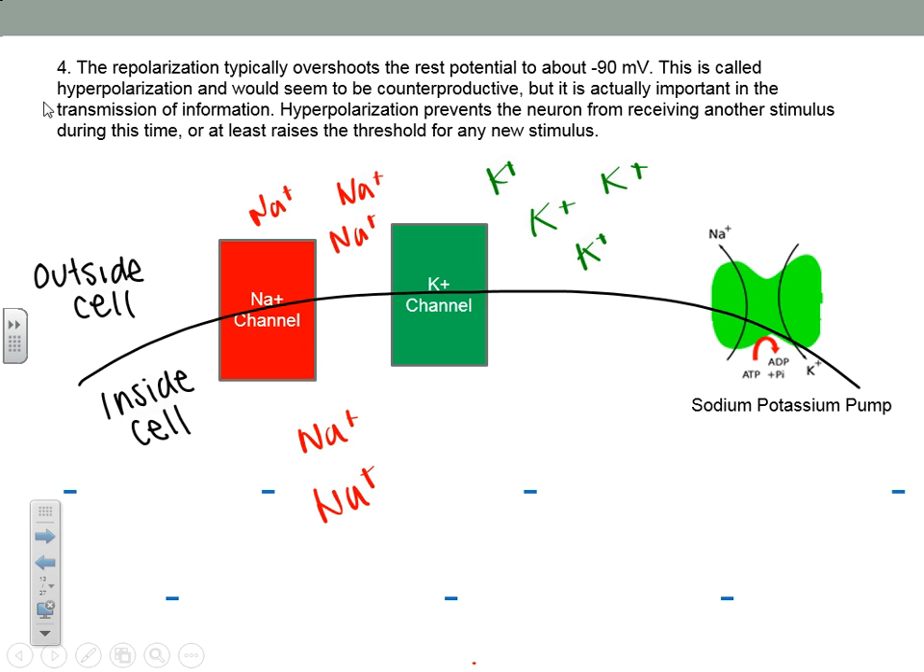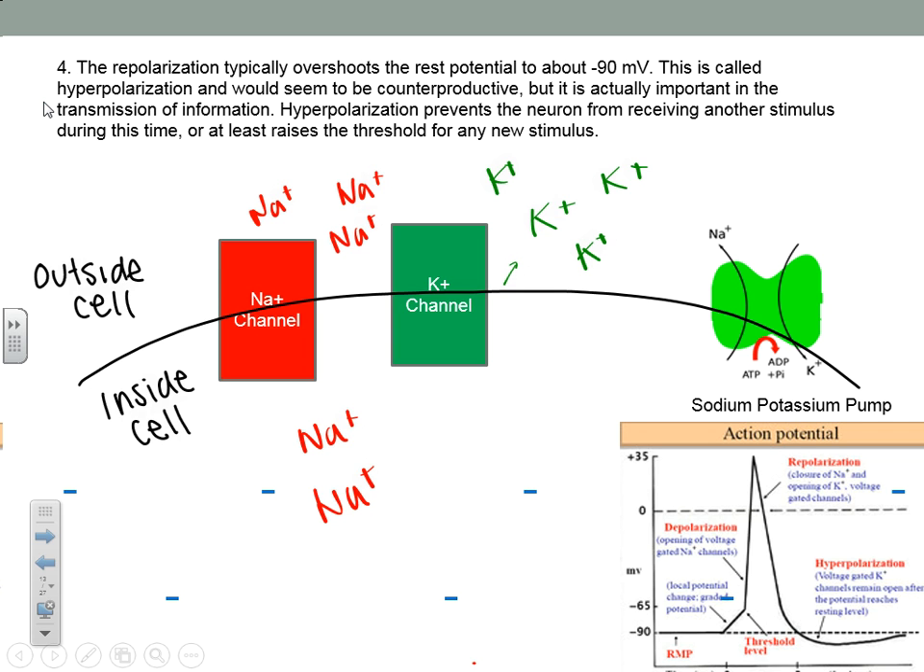So hyperpolarization, we're going to move past the negative 70 millivolts. So in this case, we have all of the potassium has left, so you can see it on the outside of the cell there. Get our graph going. So this part is our hyperpolarization. Okay, so it gets even more negative than 70. Okay, so we went past the point of resting potential.